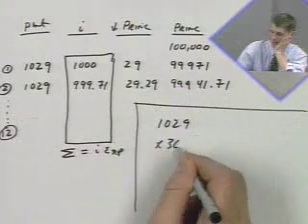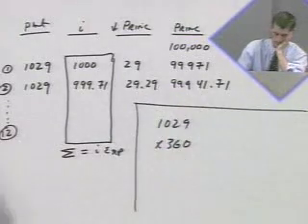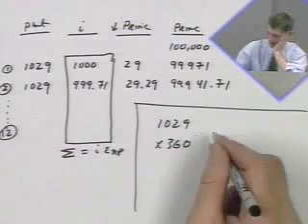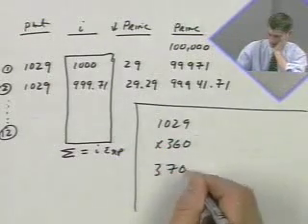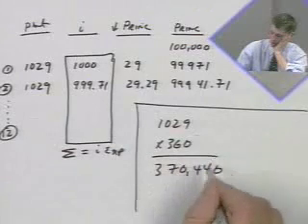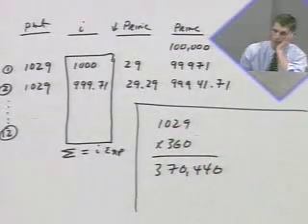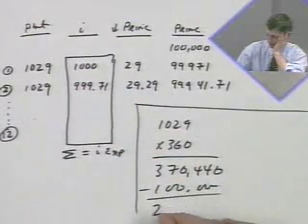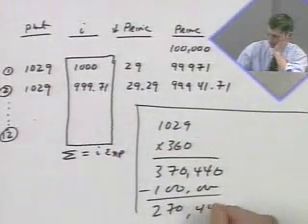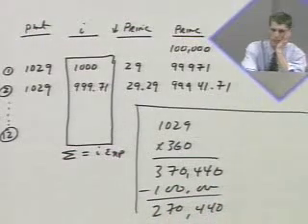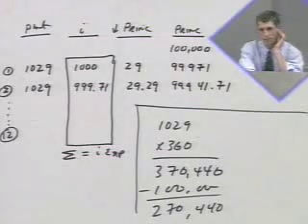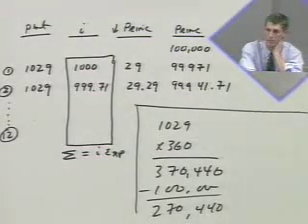1029 times 360. I knew you knew that. I get 370,440. So now what? Subtract out the amount you borrowed and get 270,440. So roughly $270,000 is the amount of interest you'll pay over the life of that mortgage, providing it's at 12%. Does that make sense to everybody?